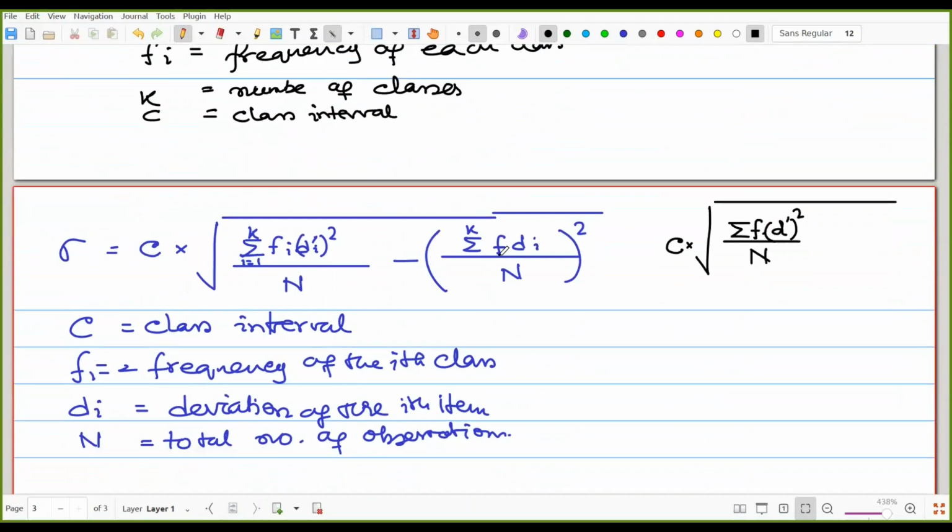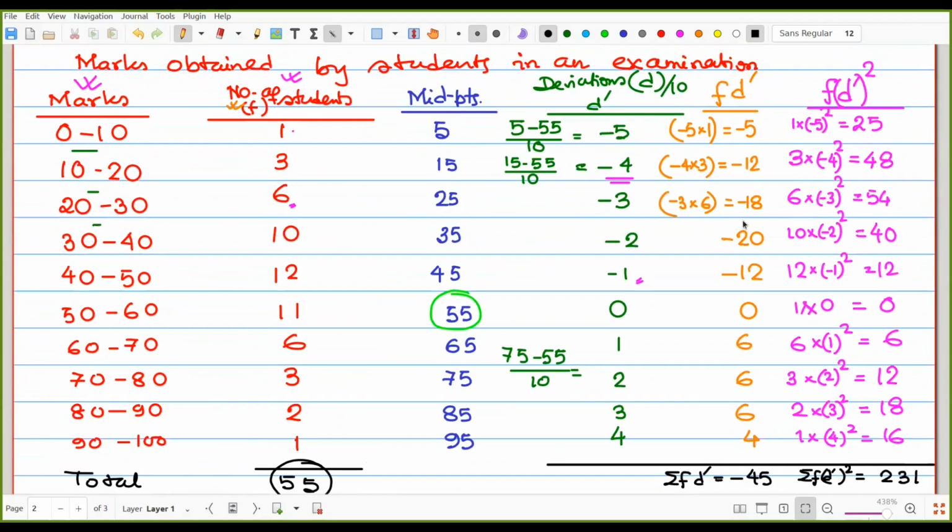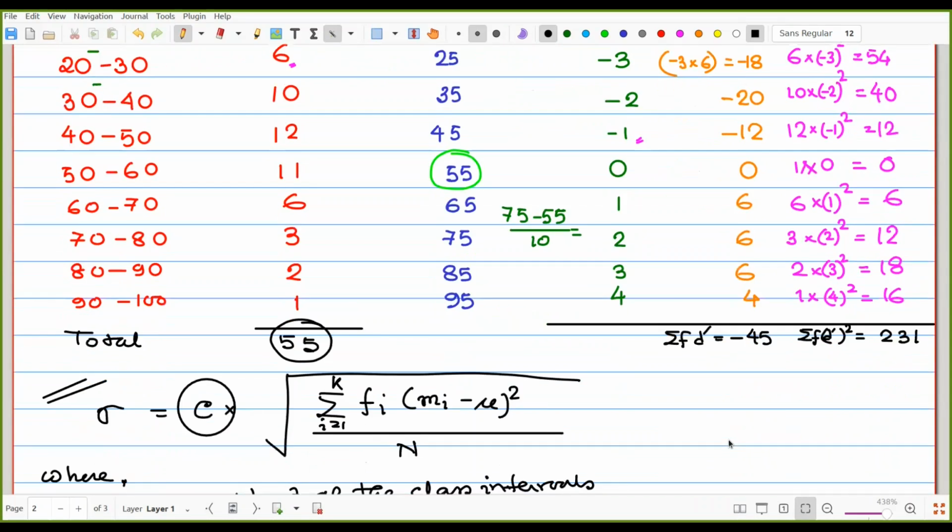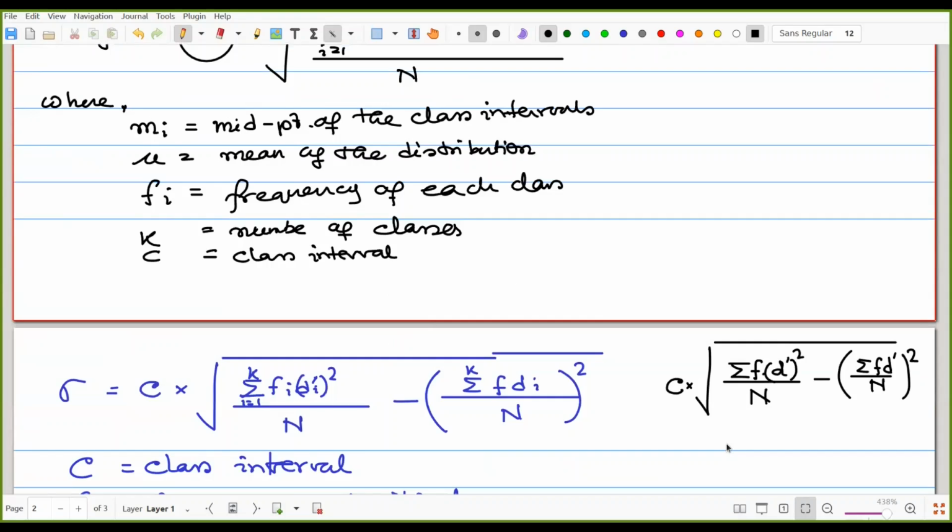Then minus the summation of f d', that is simply our summation of f d', whatever we have written here. That is divided by N, its whole square. So that means the previous last column, that is minus 45. So here, write down the values simply.